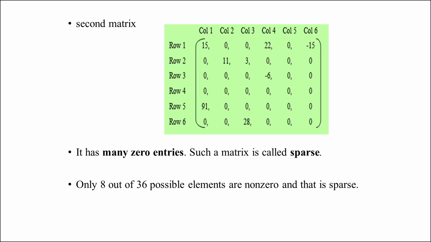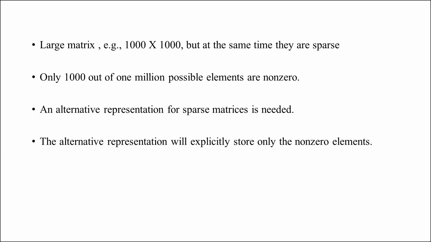Now, considering the second matrix which is given as an example, we can see that there are so many zero entries. If a matrix contains so many zero entries and very few non-zero entries, we can call such a matrix a sparse matrix. So in the example matrix, we can see that out of 36 possible elements, only 8 are non-zero entries. So we can call this matrix a sparse matrix.